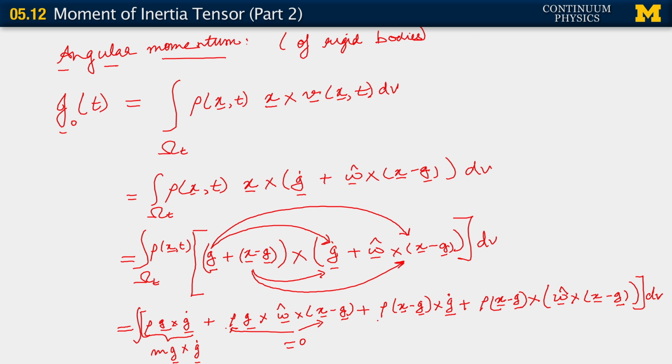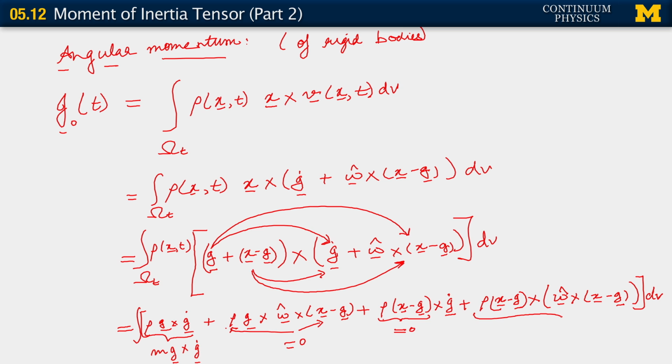For the same reason, this term also is equal to 0. Let me use arrows here. Because of this term here, that integral of rho x minus g dv is equal to 0, but then g dot is just a function of time, so it comes out of that integral. So this term also equals 0.